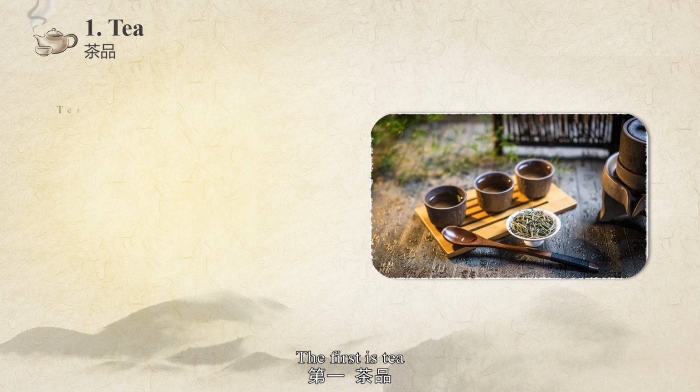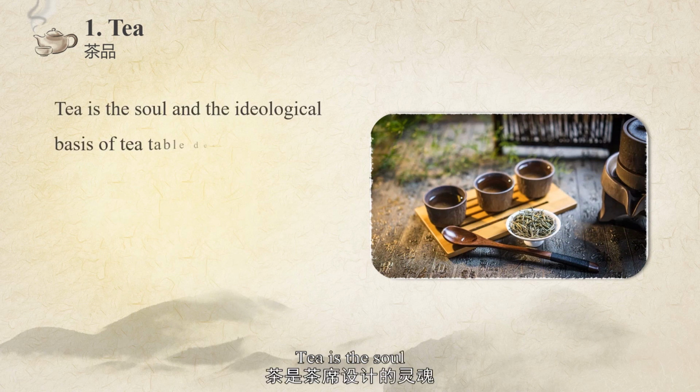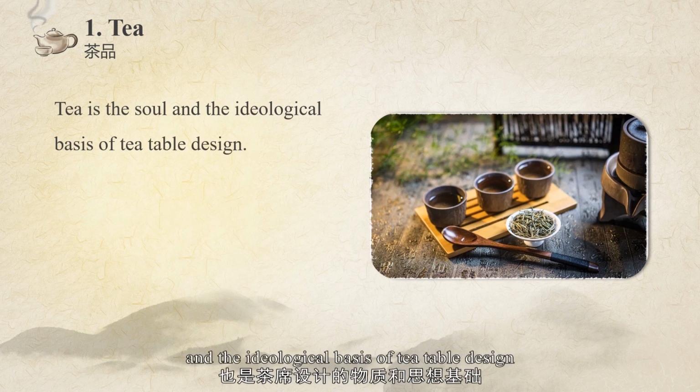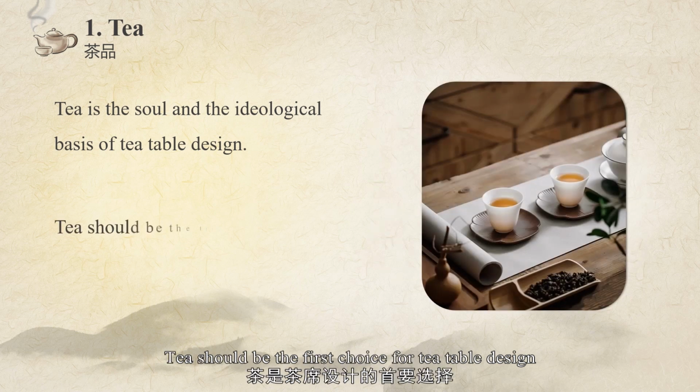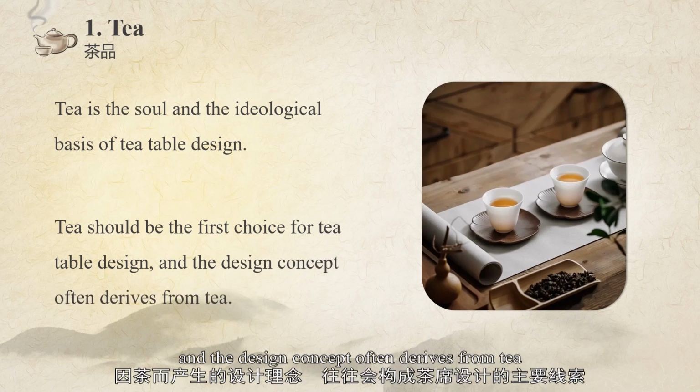The first is tea. Tea is the soul and the ideological basis of the tea table design. Because of tea, there is a tea table and tea table design. Tea should be the first choice for tea table design, and the design concept often derives from tea.